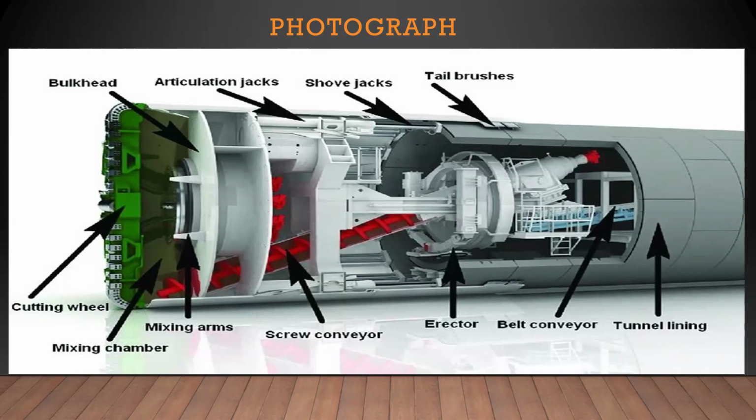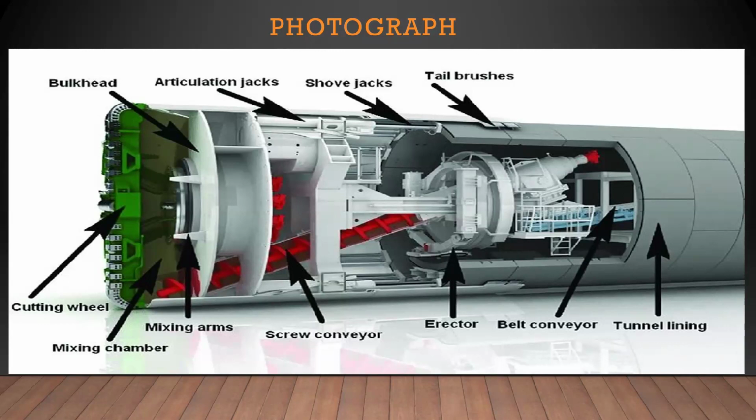Then this is the tunnel lining. Then tail brushes. Through the tail brushes, tail skin grease will be applied. Then shove jacks. There are 60 jacks to advance the TBM. The width of the ring is 1.4 meters, but in the jacks, the maximum extended capacity of length is 2.15 meters.